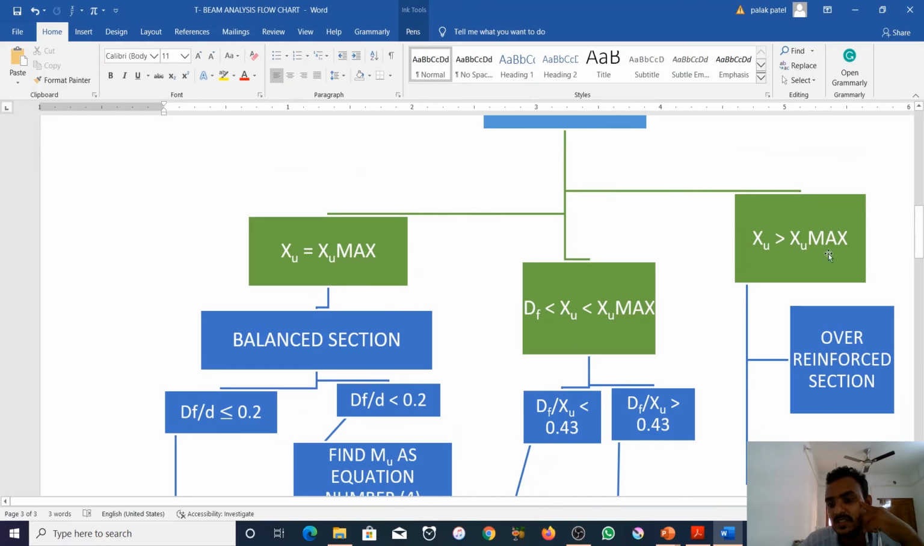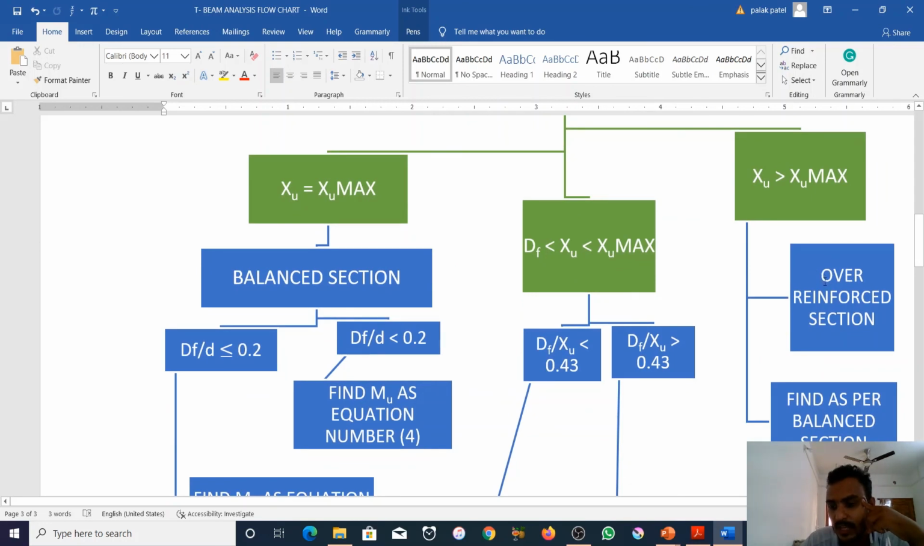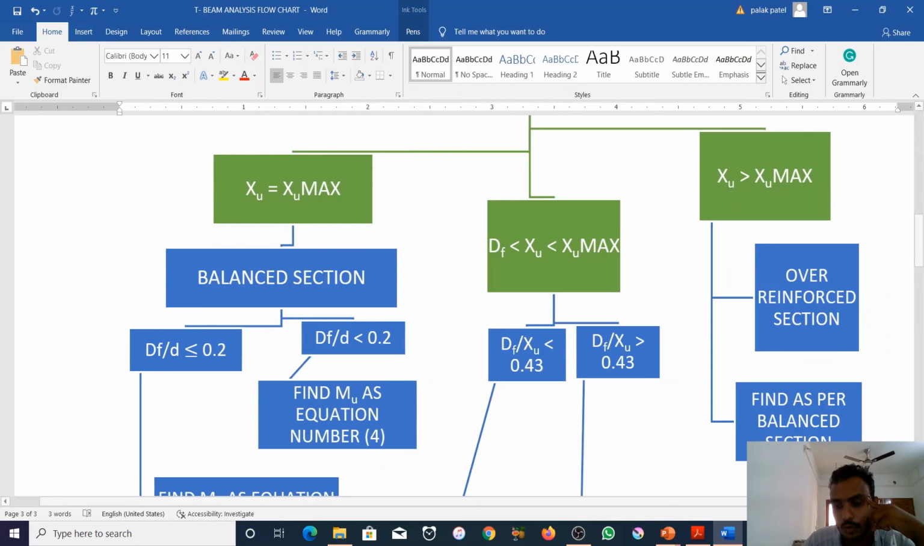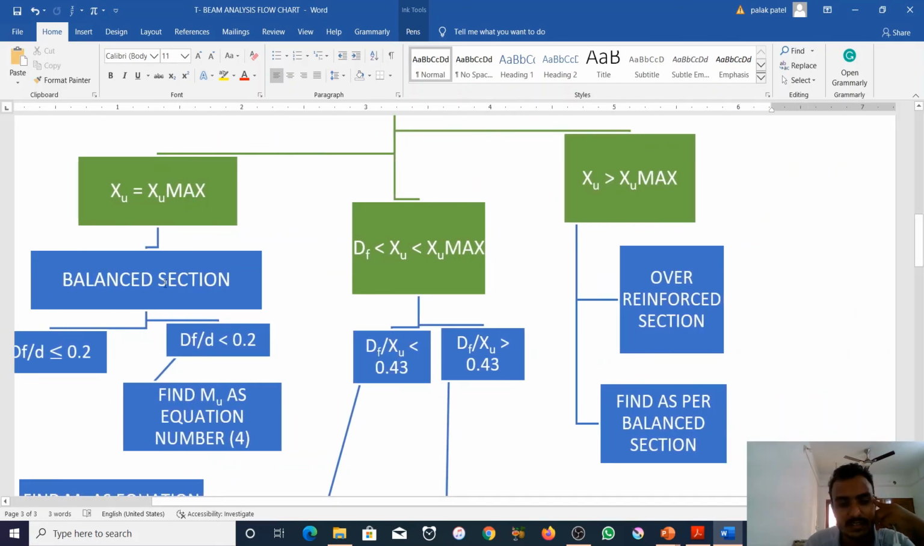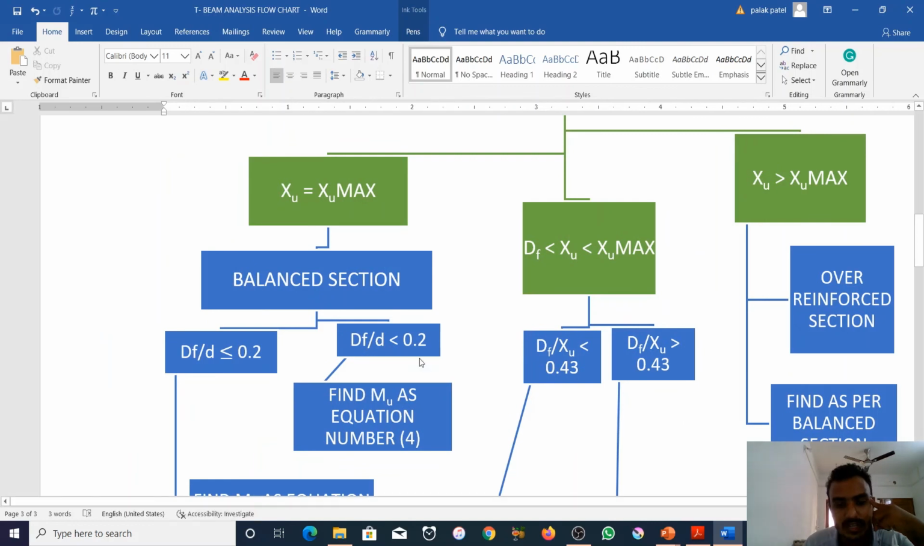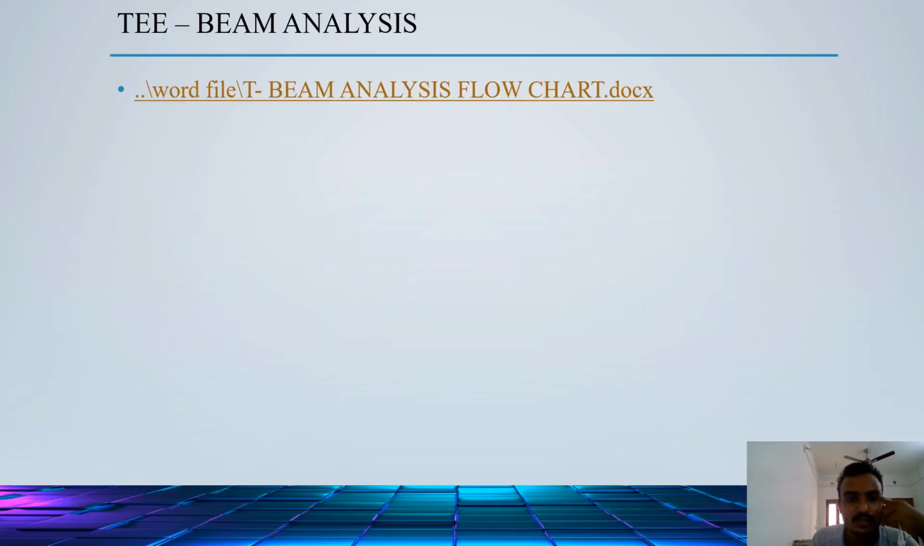Second, Xu greater than Xu max. By this condition, your section is an over-reinforced section. When we have an over-reinforced section, then we have to follow the balanced section. Find as per the balanced section. Means these two conditions are followed when Xu is greater than Xu max. Understood? Simple equation is there.